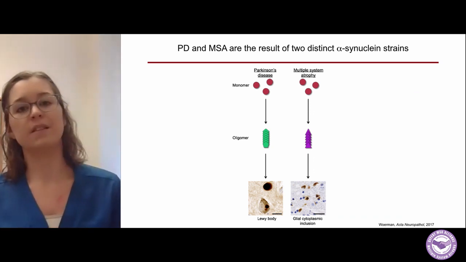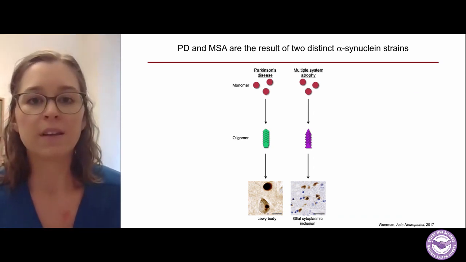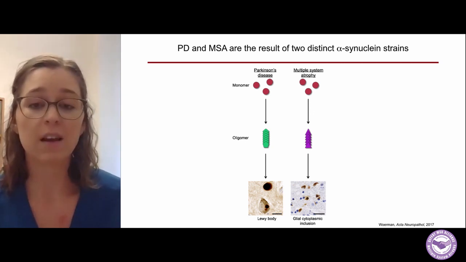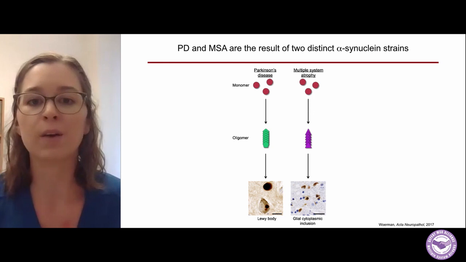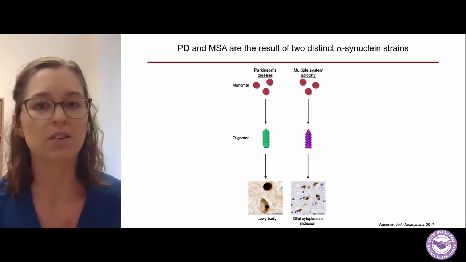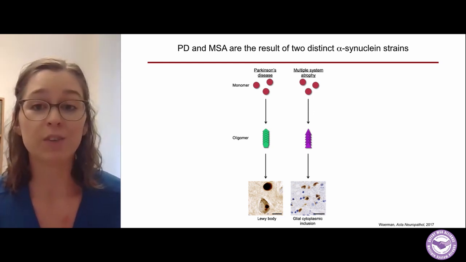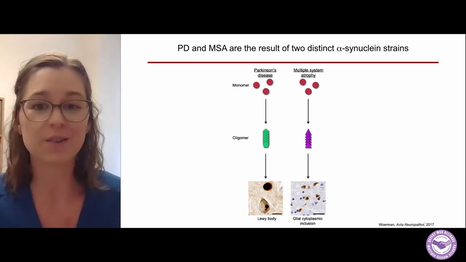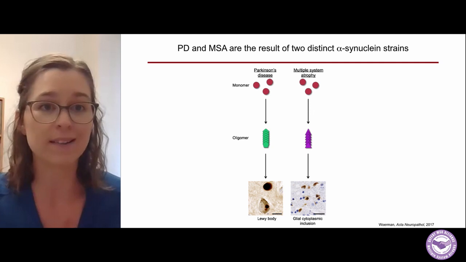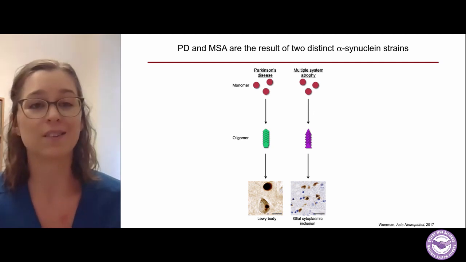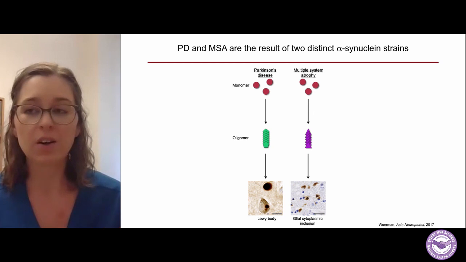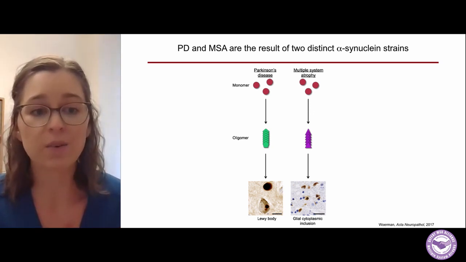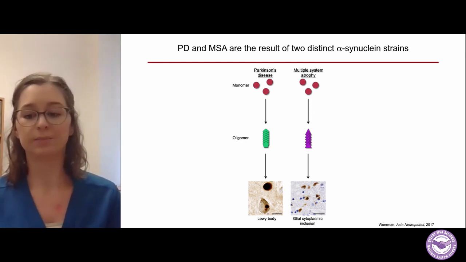So based on all of this data that I've shown you, we think that PD and MSA are the result of 2 distinct α-synuclein strains. And this is depicted here, showing that both start as cellular monomer of regularly folded α-synuclein, which can misfold into either our green pentagons here in Parkinson's disease or the purple triangles in MSA, which then go to deposit in the brain of patients as either Lewy bodies or glial cytoplasmic inclusions.